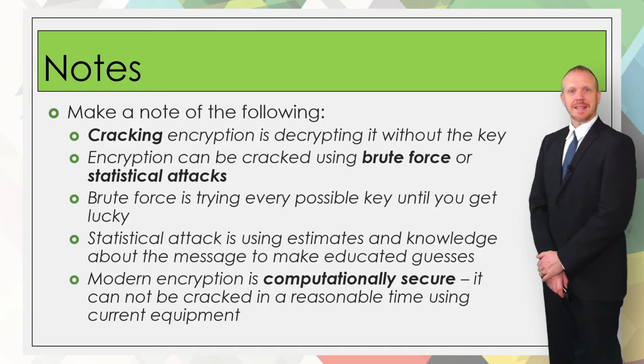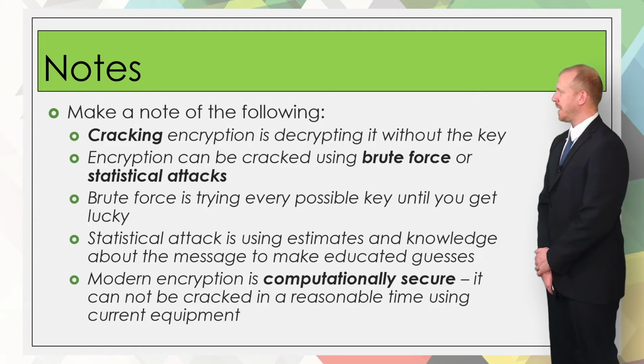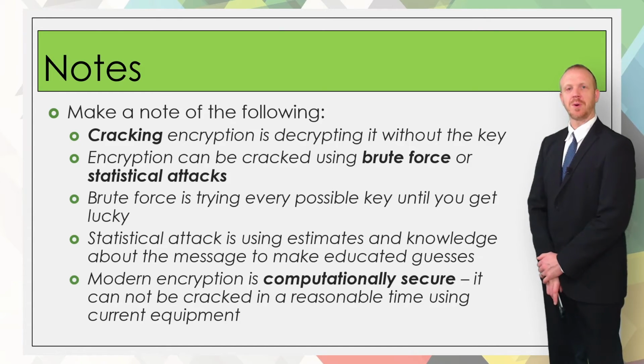So that's quite a bit to get down in your notes. So pause the video in a second and make these notes. Cracking encryption is decrypting it without the key. Encryption can be cracked using brute force or statistical attacks. Brute force is trying every possible key until you get lucky, and the statistical attack is using estimates and knowledge about the message to make educated guesses. Modern encryption is computationally secure. It cannot be cracked in a reasonable time using current equipment. Unpause the video when you're done.